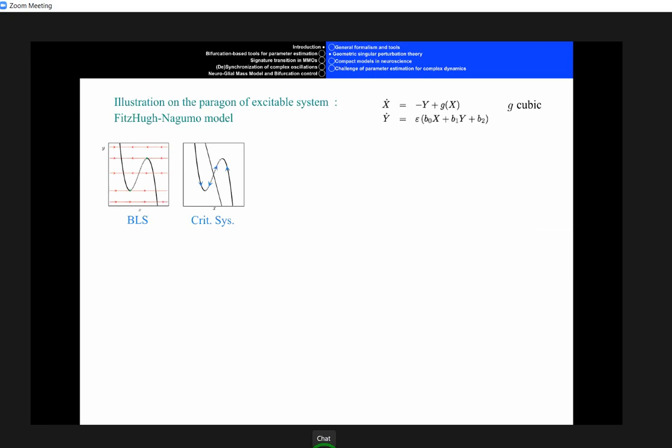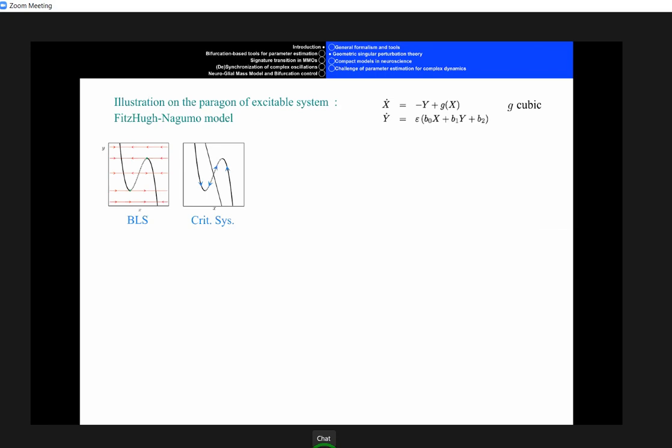On the other hand, if you consider the rescaled system that I presented earlier, we have the critical system that is only defined on the critical manifold, Y equal to G of X, so the same critical set here. The dynamics on Y on this critical manifold gives you the arrows, so the direction of the flow on this manifold.